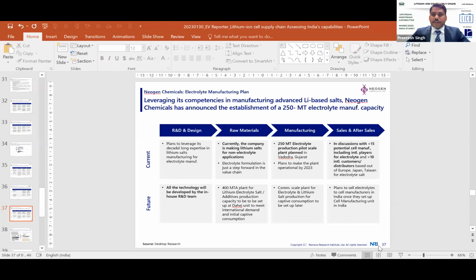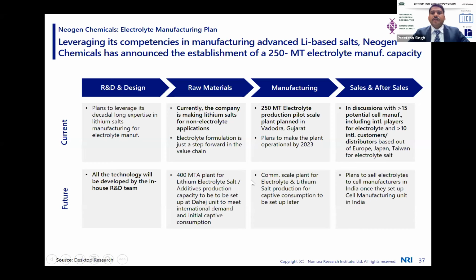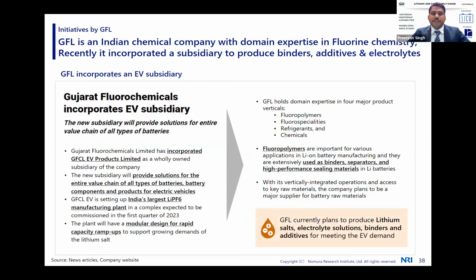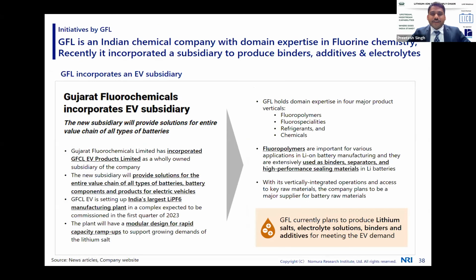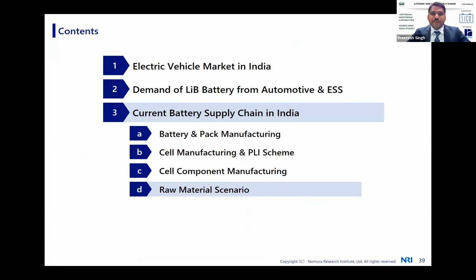Then Neogen also has a plan, and they basically plan to scale up a plant for electrolyte and lithium salt production for captive consumption, to be set up later, not now. And GFL also has very aggressive plans. I think we are all aware of the initiative, so I'll skip this.